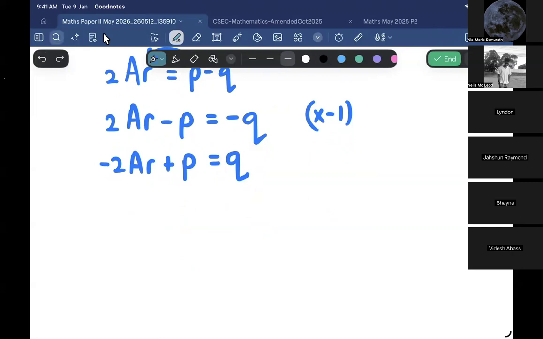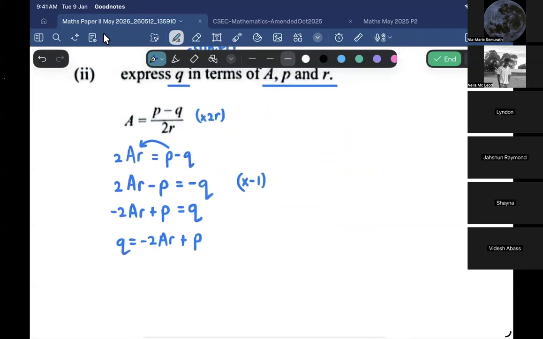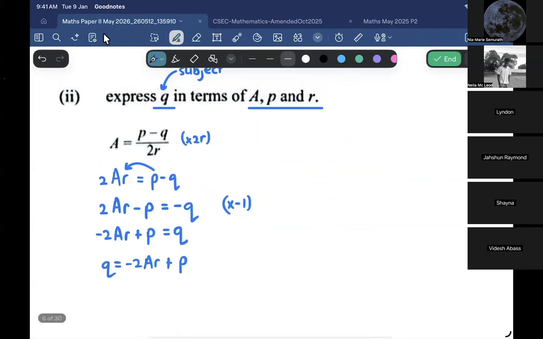You just made q the subject. So if you want, you can flip it around now. So you could just say q is equal to minus 2ar plus p, and that's it. That's one way you could do the question. Let me show you another way you could do the question.